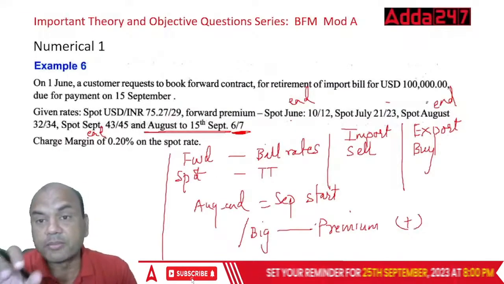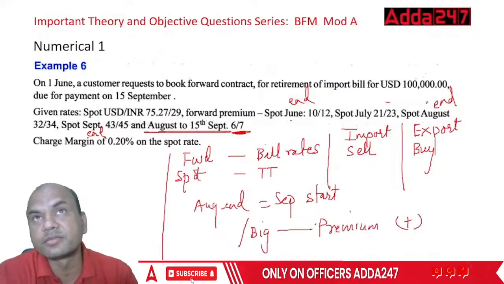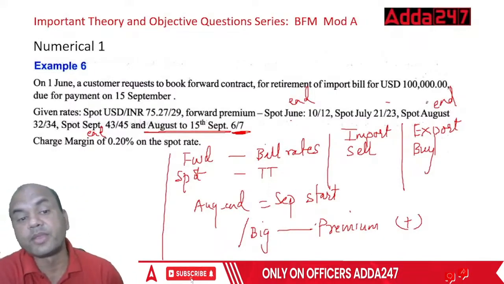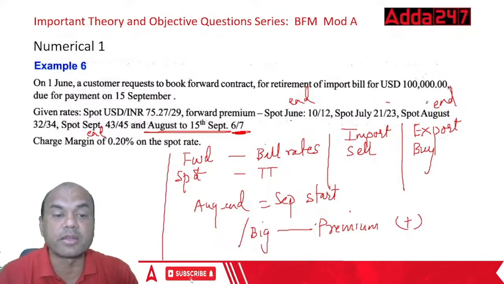But is this the final answer? No, this is not the final answer. Why? Because I have to charge this margin also, TT margin. Where is it mentioned?